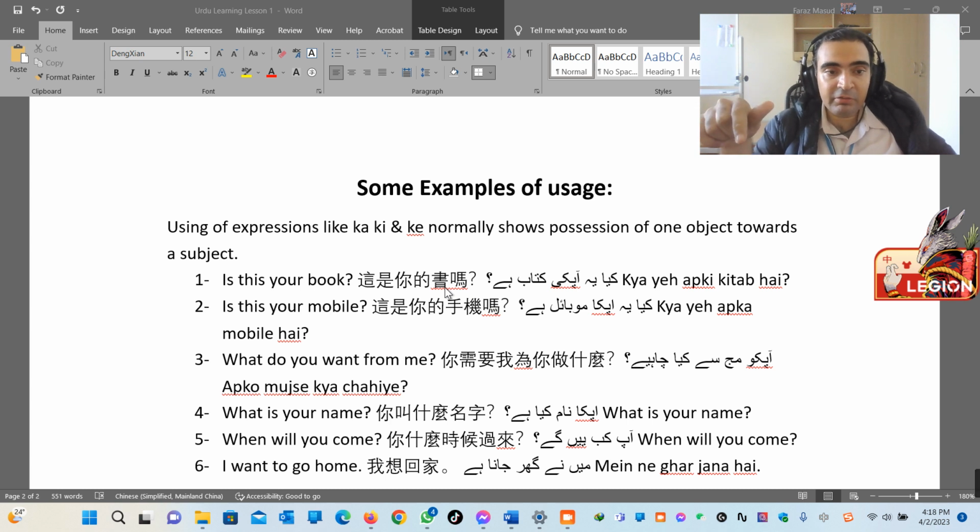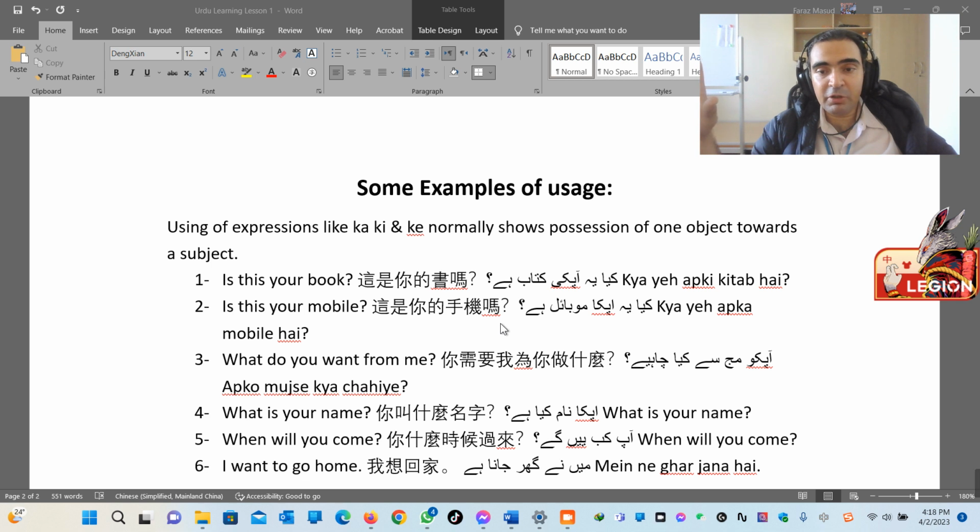And the next expression we are talking about here is, is this your mobile? 这是你的手机吗? 手机 is basically mobile. Ma is the question particle in Chinese. In Urdu, the same kind of question particle that we are using in a question form is aapka.